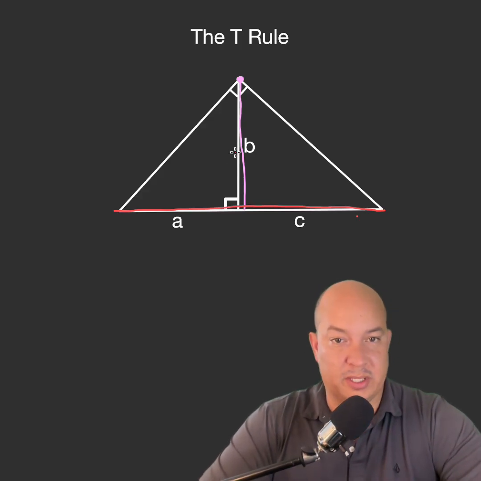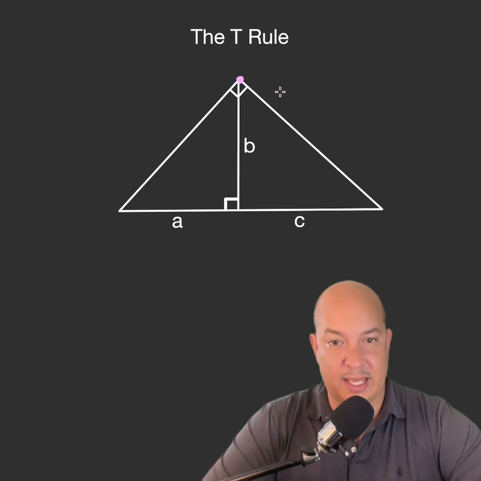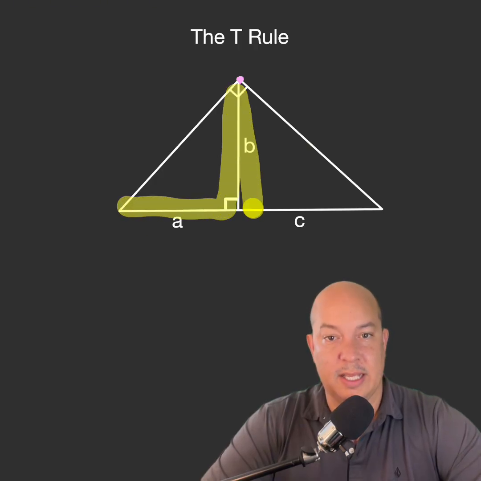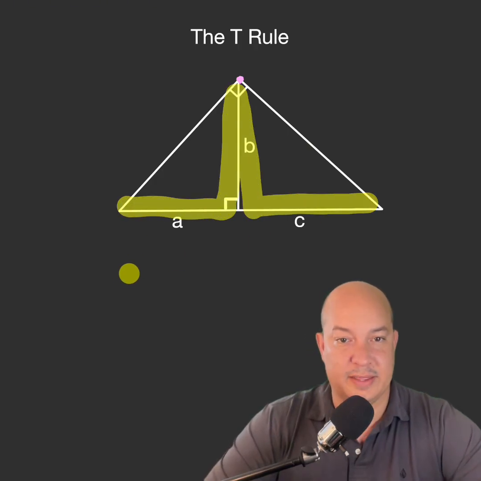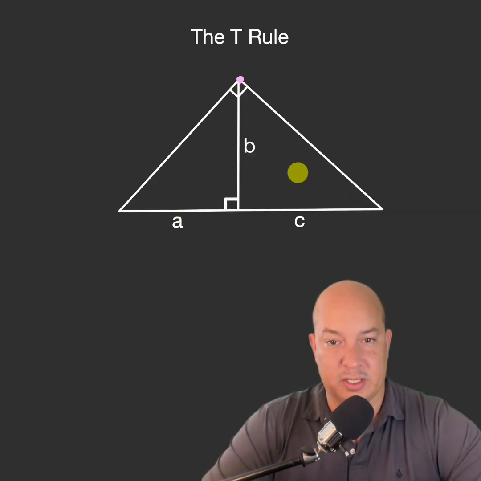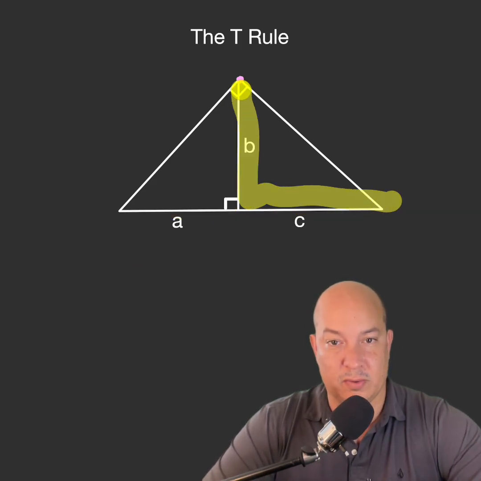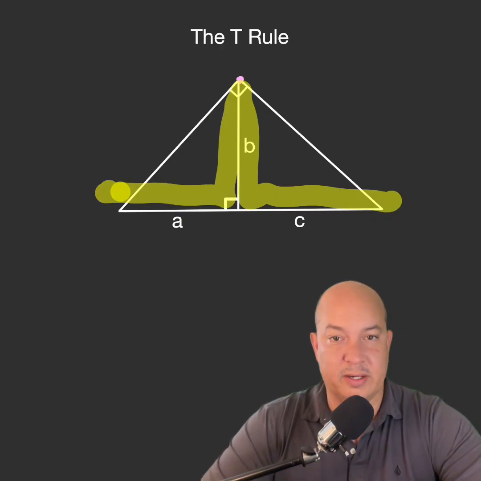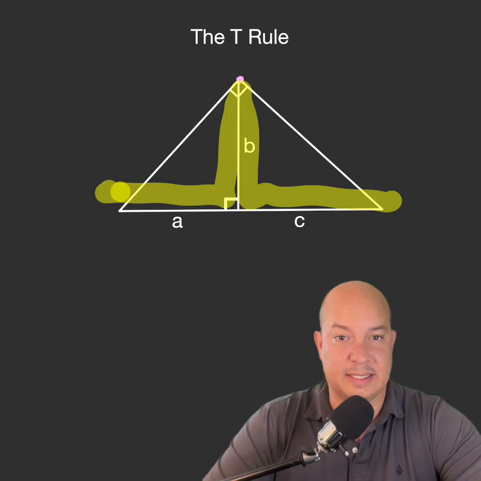Now, when you're dealing with the altitude to the hypotenuse, if you have three segments in the shape of A, B, and C here, then the T rule says that you can say A over B equals B over C in that order. Or you can do it in the opposite order, no difference. You can say C over B equals B over A. And that's the T rule. Right here, it looks kind of like an upside down T.